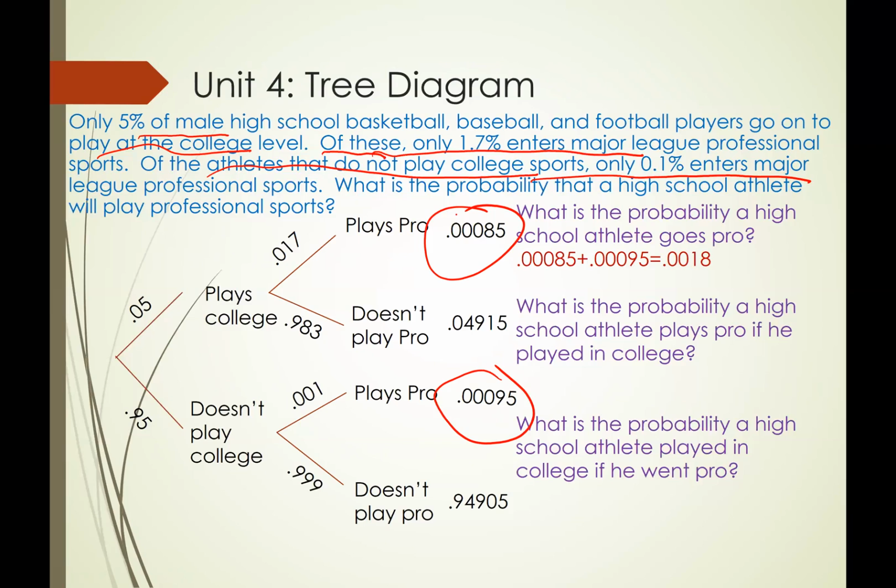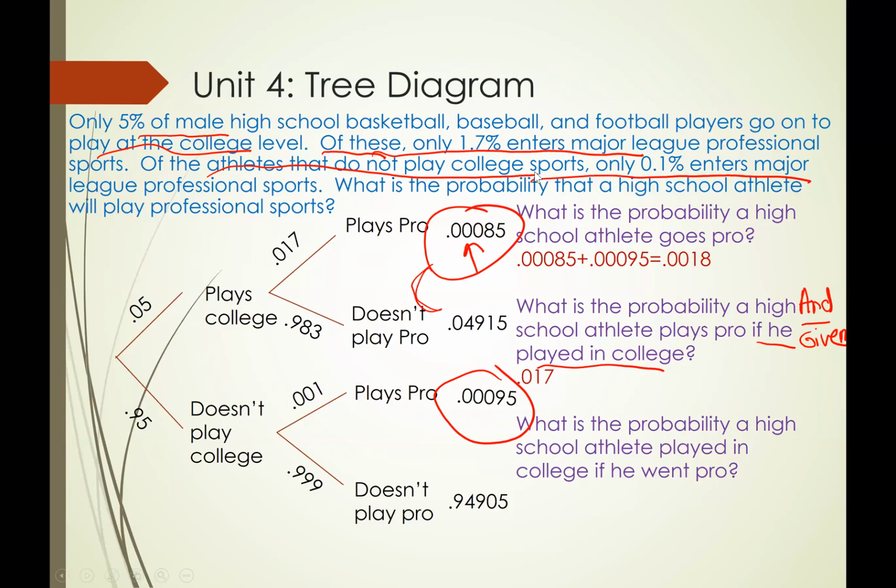What is the probability a high school athlete played pro if he played in college? So that's a conditional probability. So I'm going to do the and over the given. So the and is that he played pro and he played college. So played college and played pro, that's my and. That goes on top. My given is that he played college. These two got to play in college. So I'm going to add those two together for my denominator.